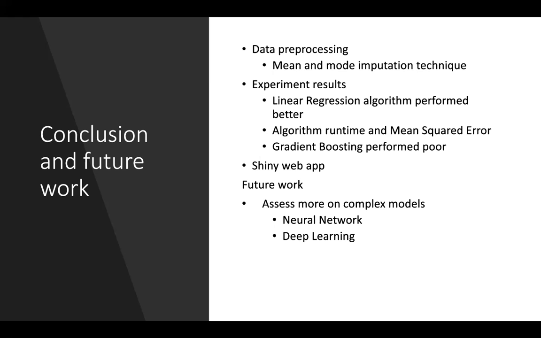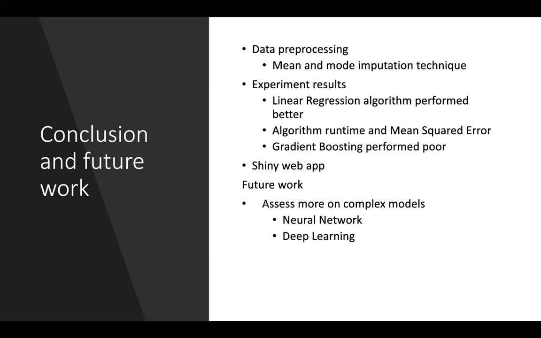We were able to prove that the linear regression algorithm performed much better compared to the other two. The performance was measured based on algorithm runtime and mean squared error. On the other hand, we witnessed that the gradient boosting algorithm performed relatively poorly compared to the other two. The decision tree regression model seems to fit in between the two extremes. We implemented the best two algorithms from scratch. Finally, we built a Shiny web app using linear regression as our back-end model.